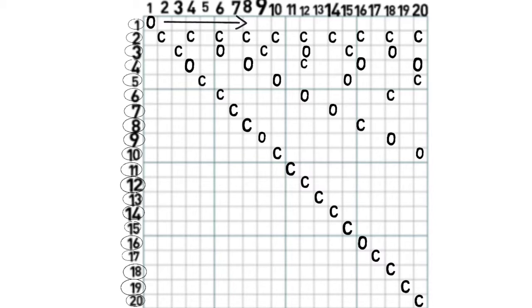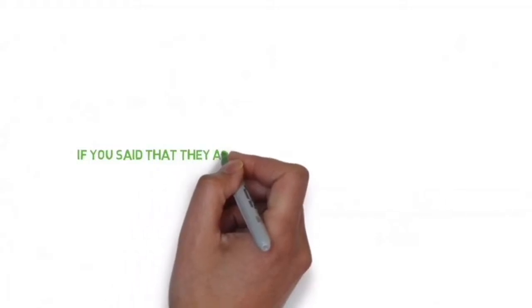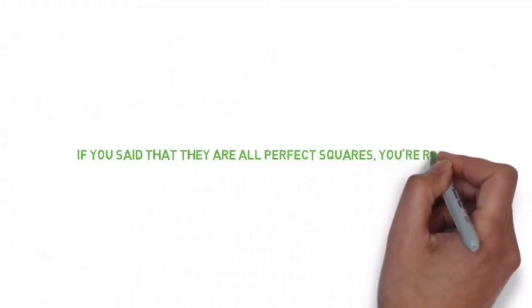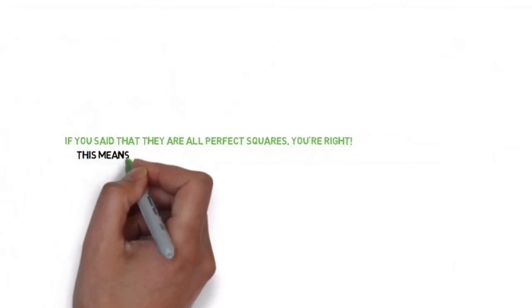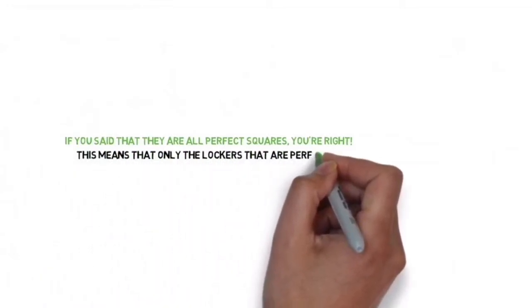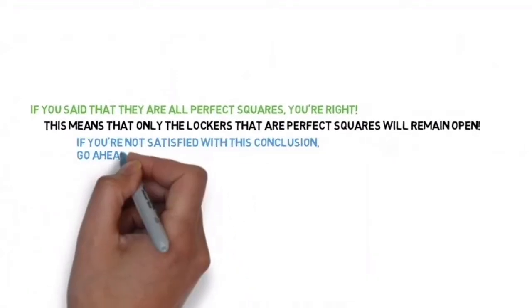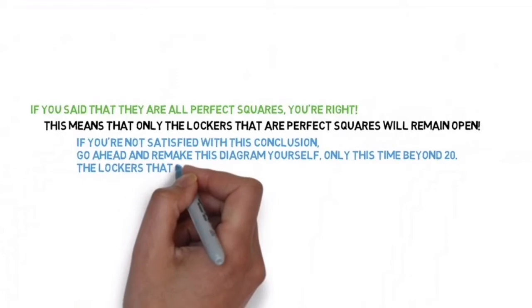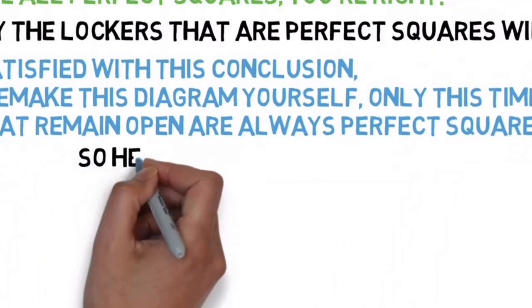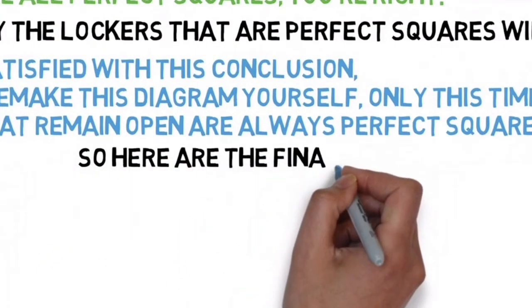So if these are the final results for 20, take a look at the numbers 1, 4, 9, and 16. What is common about these numbers, or what type of numbers are they? If you said that they are all perfect squares, you're right. This means that only the lockers that are perfect squares will remain open. If you're not satisfied with this conclusion, go ahead and remake this diagram yourself, only this time make it beyond 20. All the lockers that remain open are always the perfect squares.